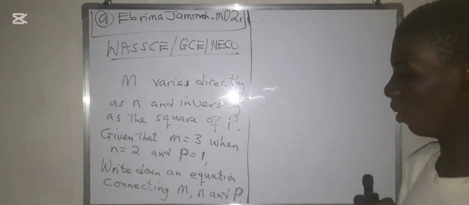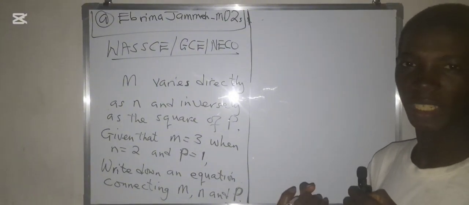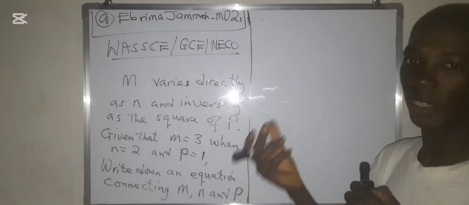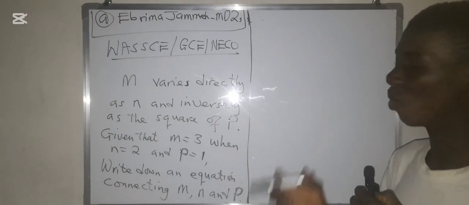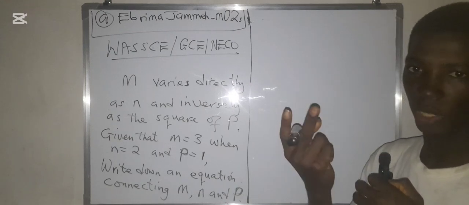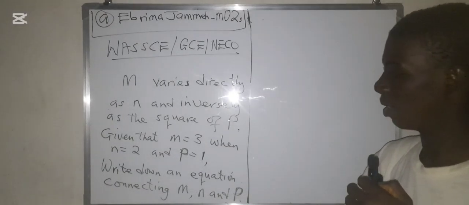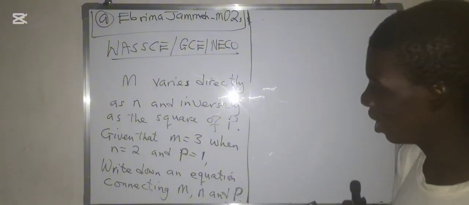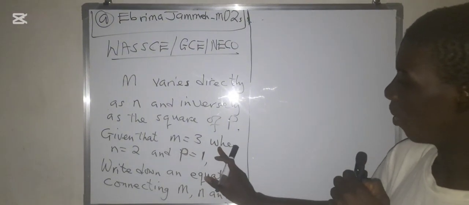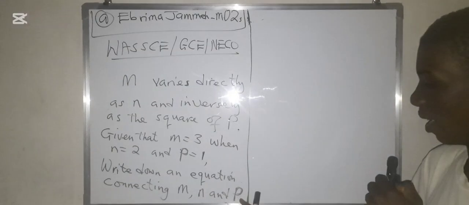Now, if you look at this question very well, you need to identify what kind of variation this is. It is a variation question. So you can see that this is a joint variation, that is a combination of two variations, inverse and direct. And again, you need to be very careful. They say given that M equals 3 when N equals 2 and P equals 1, write down an equation connecting M, N, and P.